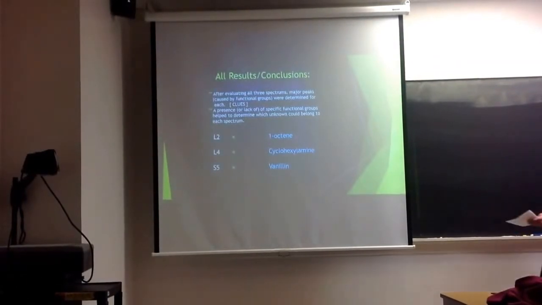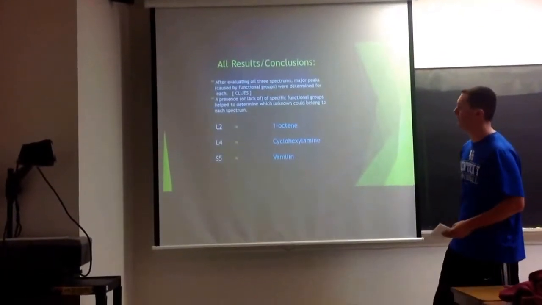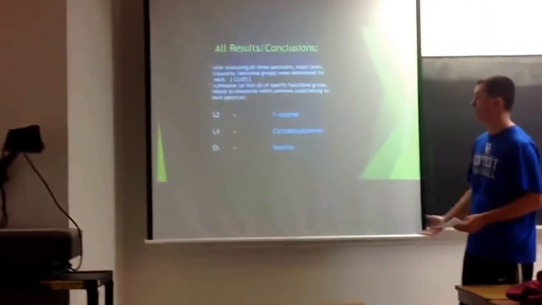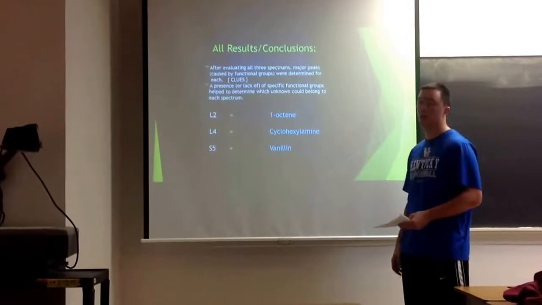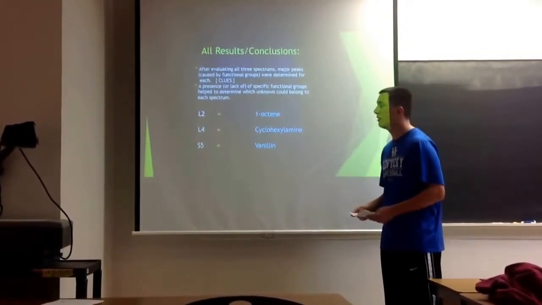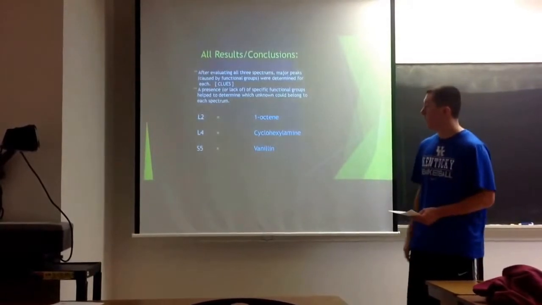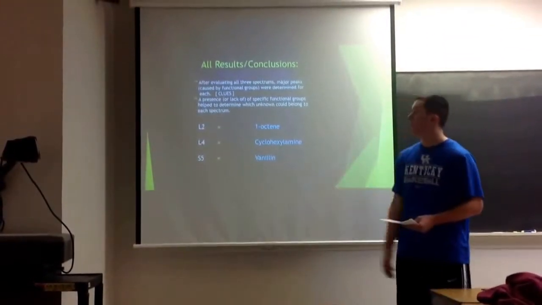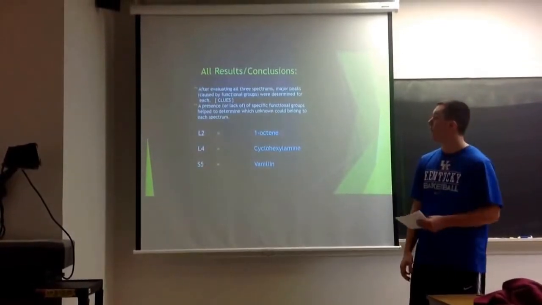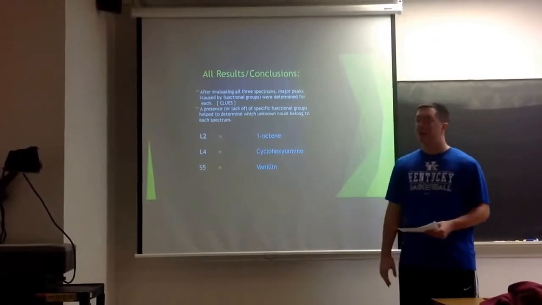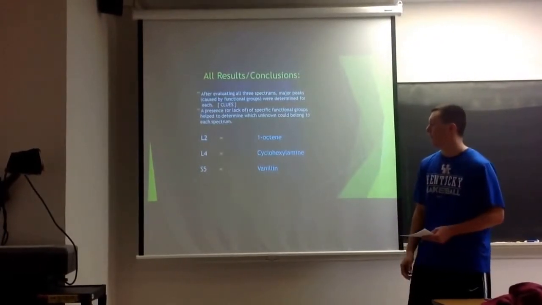And here's all our results and conclusions. Of course, after evaluating all three spectrums, major peaks caused by functional groups were determined for each. The peaks give us clues as to what possibly could be the functional groups. A presence or lack of those specific functional groups can help us determine which could belong to each spectrum. Of course, L2 we got 1-octene, L4 cyclohexylamine, and S5 was vanillin.